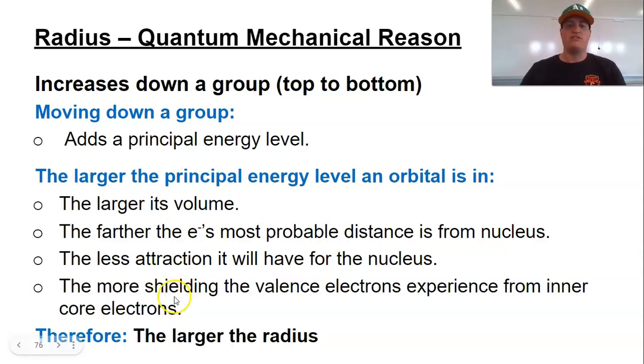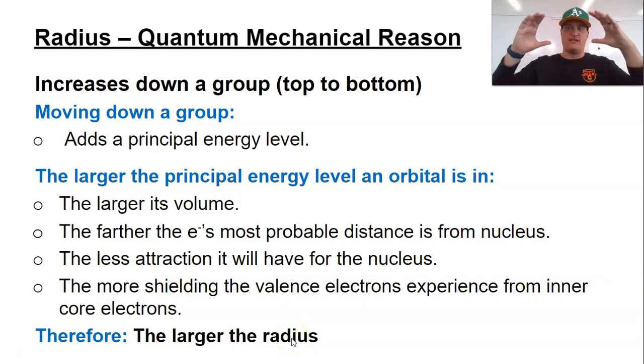There's also an addition of more shielding from the inner electrons. So therefore, you get a larger radius. Because those outer electrons are less attracted, they're able to swell due to the fact that the inner electrons are shielding, therefore not as attracted. And also, you have a higher energy level, so they're further away.